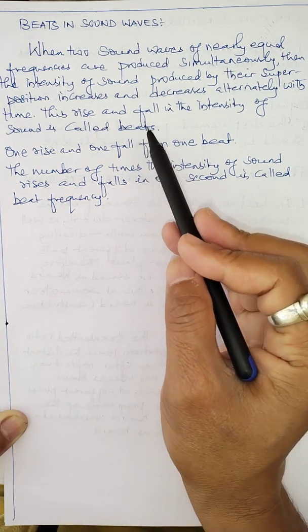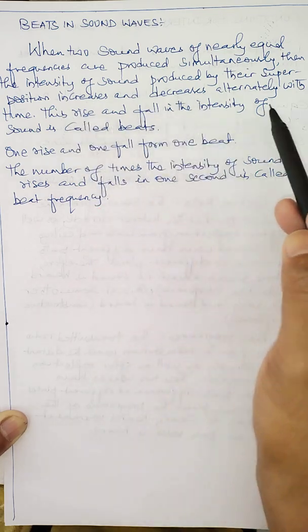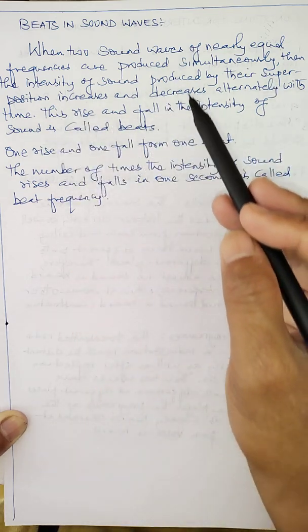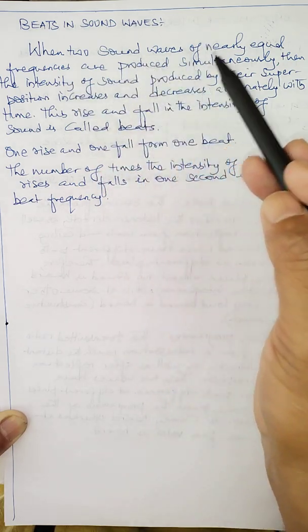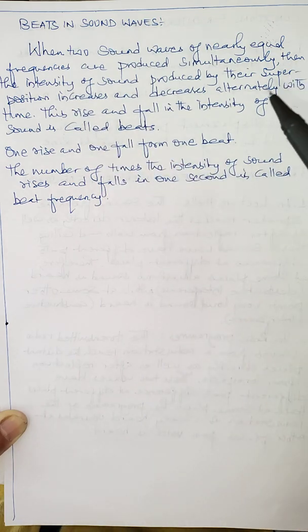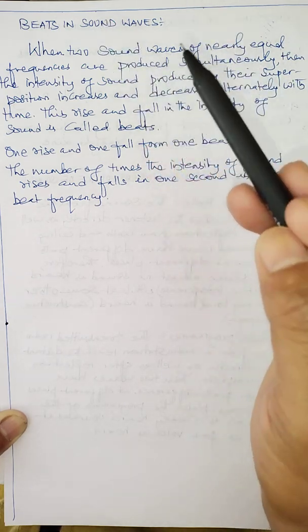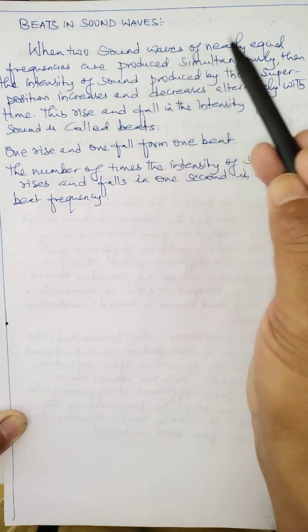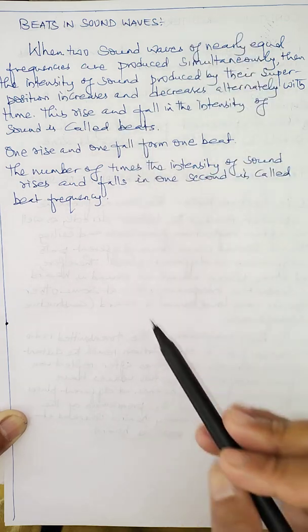So we can define beat as the phenomenon in which there is a rise or fall in the intensity of sound due to the superposition of two sound waves of nearly equal frequencies produced simultaneously in the medium, and this phenomenon is called beats. So the superposition of more than one wave also leads to the formation of beats, not only interference. But remember, beats can be observed only when sound waves of nearly equal frequency, slightly greater than each other, are produced simultaneously in the medium.